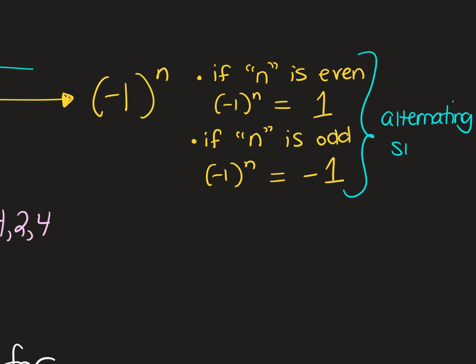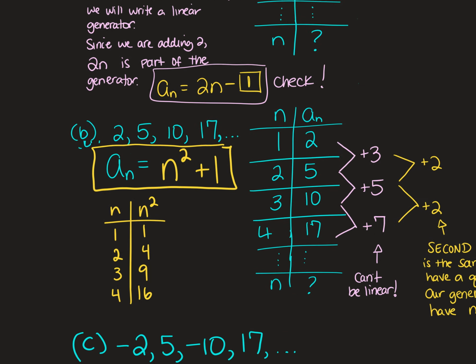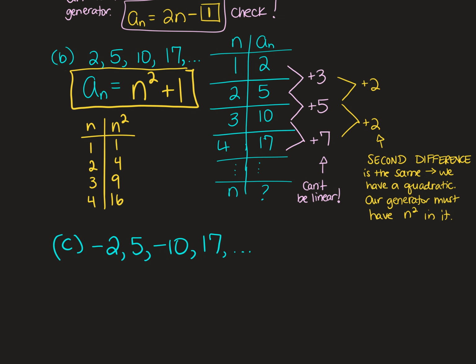Really, alternating signs. I couldn't spell signs. Or possibly even alternating terms, depending on what your sequence looks like. If you're seeing alternating signs or alternating terms, you're probably going to have to use that. So let's think about how we would use that. In our sequence that we just did, we know that 2, 5, 10, and 17 are going to be generated by n squared plus 1. So -2, 5, -10, and 17.